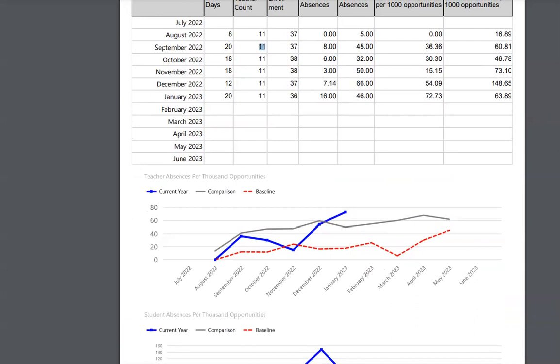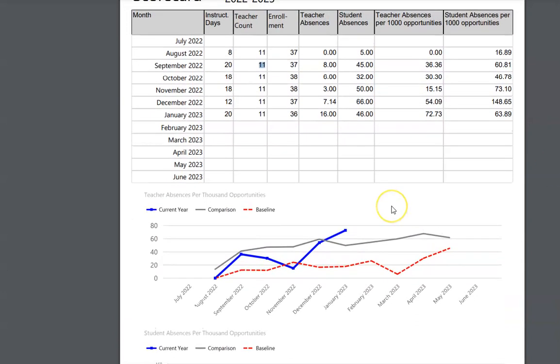And then I'm also going to look at the graphs down below. These graphs allow you to look at a few things. The first is really just the trend over time. And so this blue line here represents the current year's absences per 1,000 opportunities for each month. So you can see this dot right here, this September of 2022. In the teacher absences, that represents this 36.36. This really low one here, that's the 15.15. And so this blue line is just your current year. And as you add data to this throughout the year, this line will extend throughout the year.